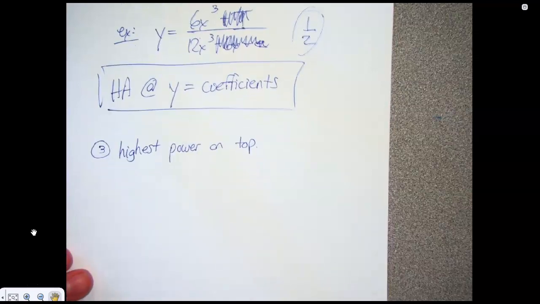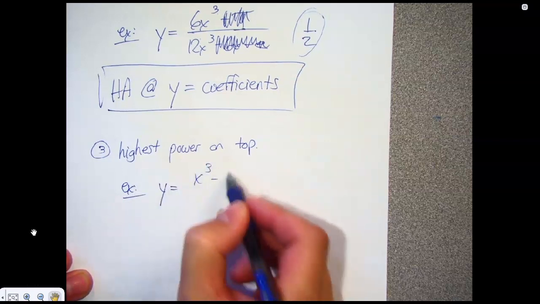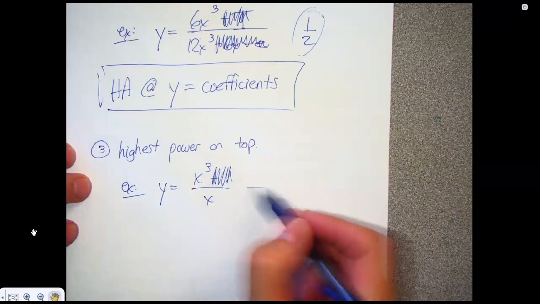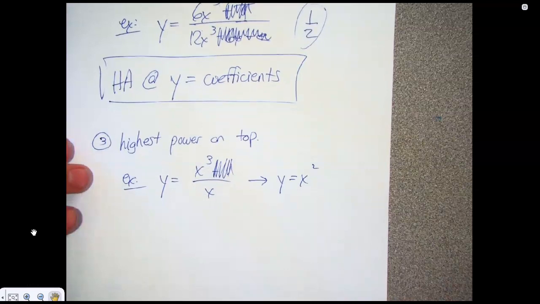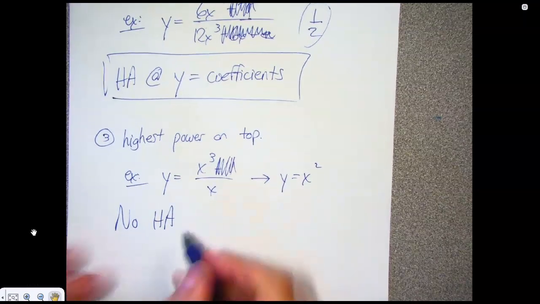And if the highest power is on the top, if I look at an example of that, like y equals x to the third minus 1 over x. Again, the minus 1 doesn't make a bit of difference. So this just turns into basically y equals x squared, doesn't it? Does y equals x squared level off at any point, or does it just go up or down forever? And it's a parabola, right? So does that level off? It just goes up forever. So in this case, there would be no horizontal asymptote.